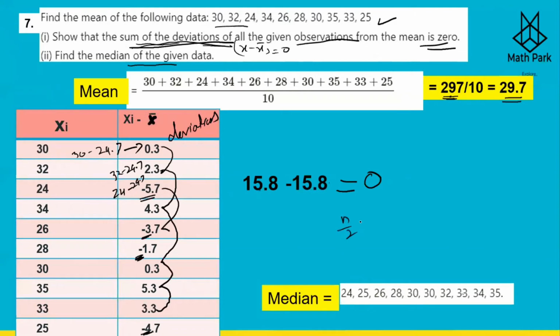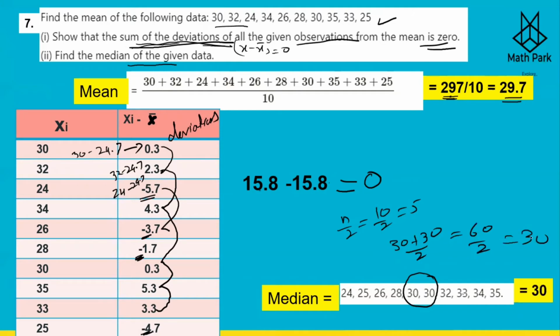So n upon 2 is 10 by 2, which is 5. So fifth observation, 1, 2, 3, 4, 5, and 6. The median is going to be the mean of the fifth and sixth observation. So it is going to be 30 plus 30 divided by 2, which is 60 divided by 2, which is going to be 30 again. This is how you get the median as 30.